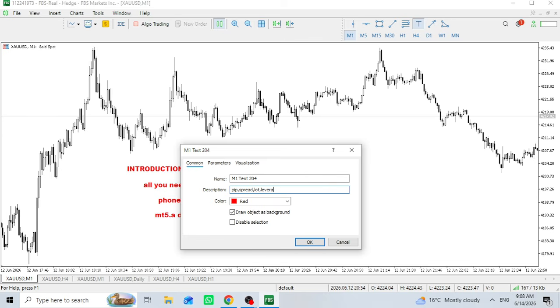Leverage. What is leverage? You should be able to differentiate what is a leverage. You should be able to know what is a margin call. Margin call. You should know what is a stop loss. Stop loss. And take profits. Take profits.